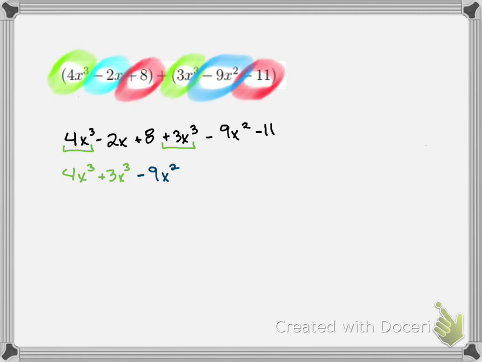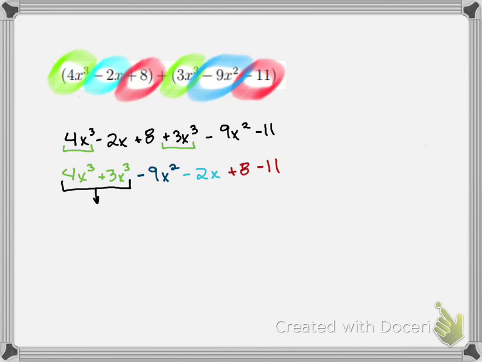Then we have minus 2x, because remember there are no other x squared terms that I can see in this expression. And then we have a plus 8, and we have a minus 11. If you can see colors, then hopefully you can see that these two terms can be combined.